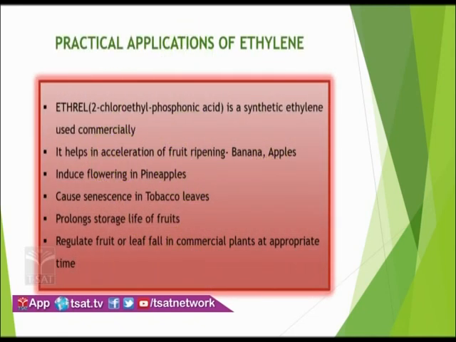Now, let us look at the practical applications of ethylene. Ethrel is the commercially used ethylene, which is artificially, synthetically produced and commercially used. Now, this is used popularly to accelerate the fruit ripening, so that the crop comes in handy and can be marketed for the profit of the agriculturist. Yes, and not only that, it causes senescence in tobacco leaves. We know that the tobacco leaves are commercially most important, isn't it? Yes, and they can also help in prolonging the storage life of the fruits and the related aspects.